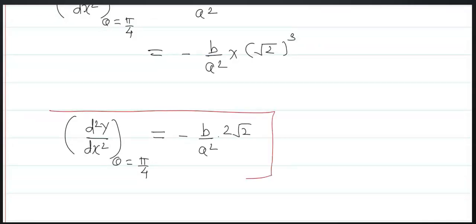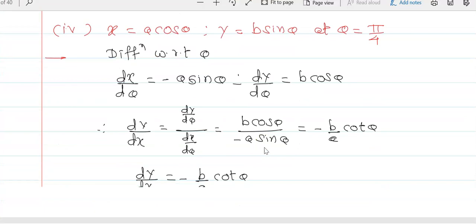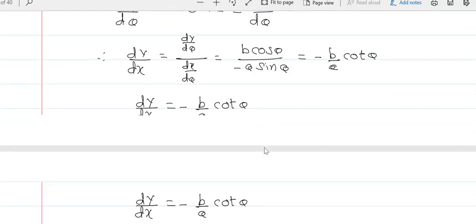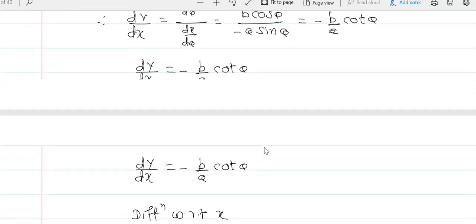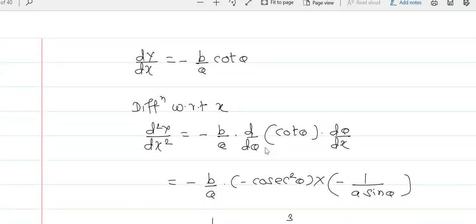See this again, if you want to write down, it's the fourth one, x = a cos θ, y = b sin θ, θ = π/4. The same type of problems are repeating, where we are finding the second order derivative for the parametric function. d²y/dx² will be -(b/a) d/dθ of cot θ.